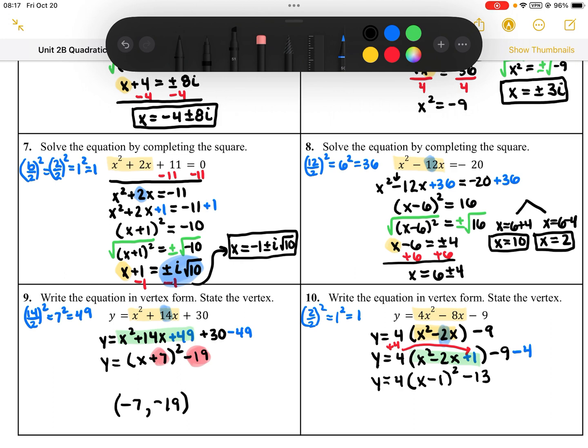So now I'm going to go write my vertex. My h value is inside my parentheses. It says negative 1, but remember inside lies, so opposite of negative 1 is 1. And then my k value is going to be negative 13. So my vertex is 1, negative 13.